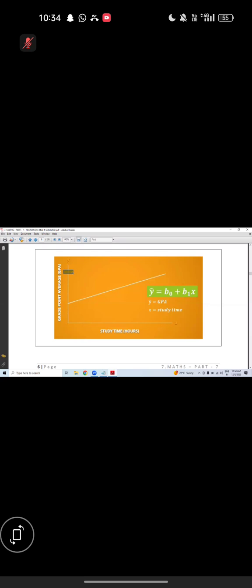Madam, Y cap means prediction value, right? And we'll get the x value, study time, so called as an intercept. Then B1 is called as a slope. B1 is called as what, man? Slope actually. Okay? Move on to the next.